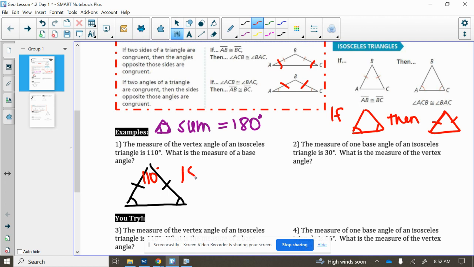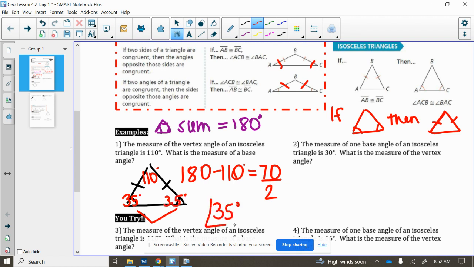Well, again, if we know there's 180 degrees total, and we're taking up 110 degrees with that vertex angle, we're leaving 70 degrees to be divided up between those two angles. Now, because they're congruent, we can divide them up evenly so that each one is 35 degrees. So our final answer on that one is that each base angle would be 35 degrees.